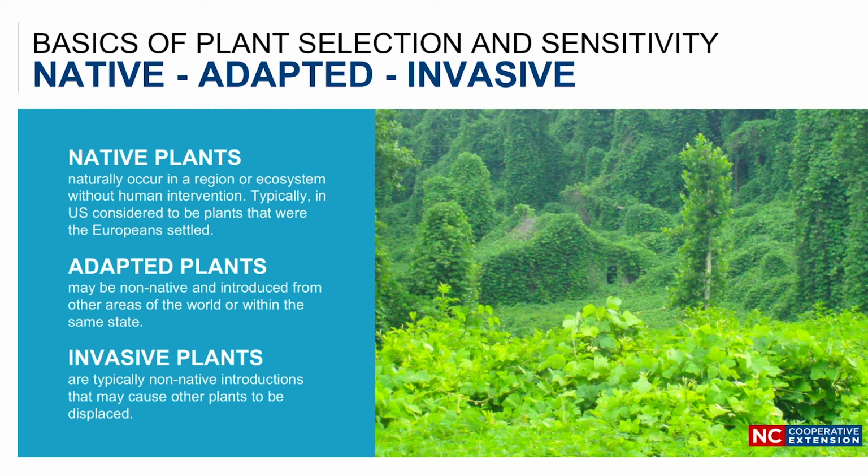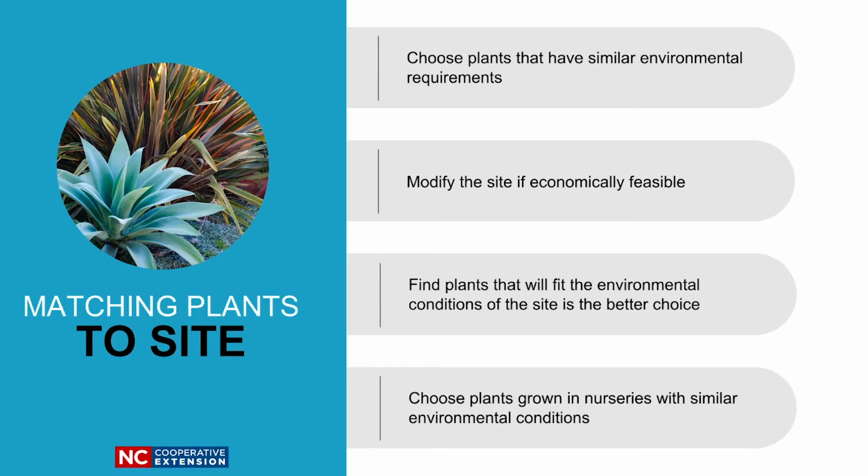Kudzu was brought here deliberately in the 1930s and 40s, and it was often used for erosion control and as a legume for feeding livestock. It became invasive, and actually in this picture, you see it covering up trees and even a home. So when we match plants to site, we need to think about choosing plants that have similar environmental requirements, choosing plants that will adapt to that area, or modifying the site if it's economically feasible. Typically, this is a very expensive process. Finding plants that will fit the environmental conditions of the site tends to be the best choice.